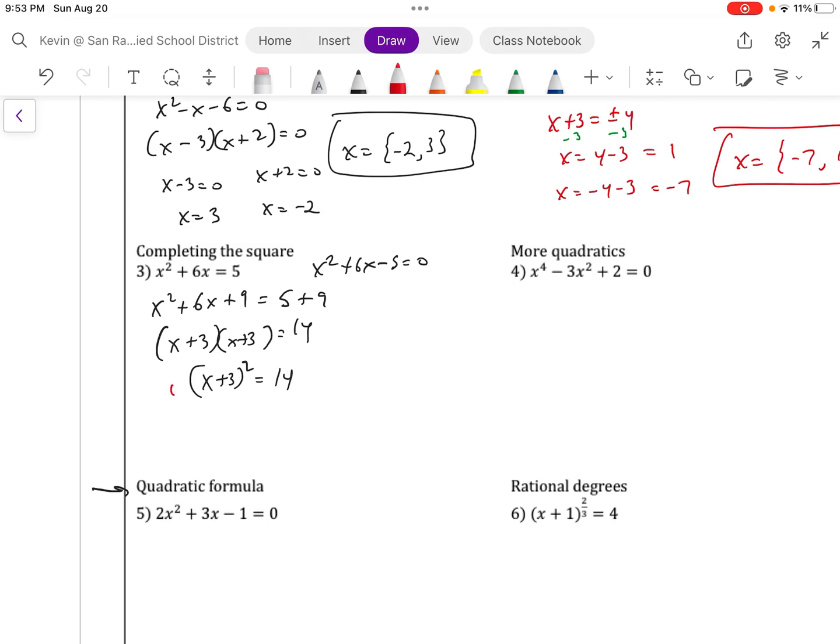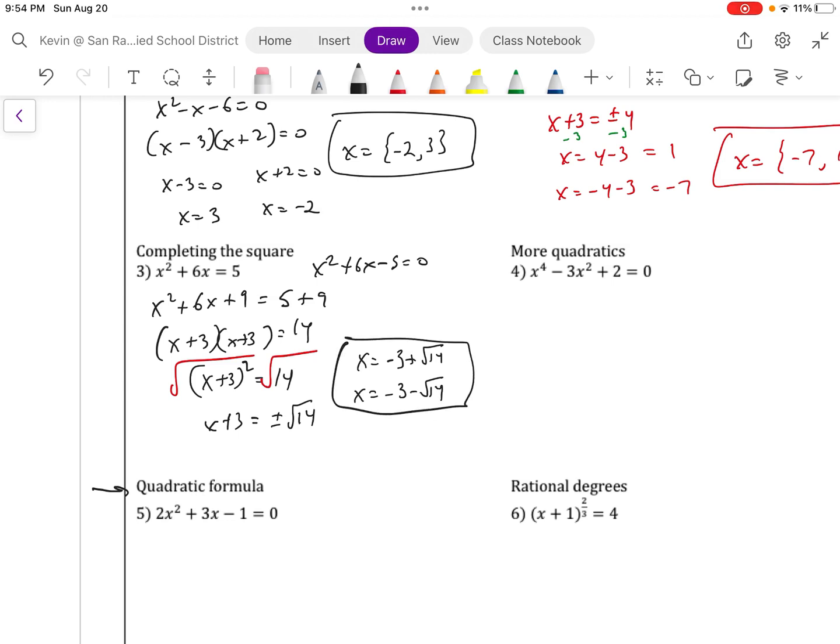Just like we did on the previous problem, we can take the square root of both sides. x plus 3 equals plus or minus the square root of 14. So x equals -3 plus the square root of 14. x equals -3 minus the square root of 14. So you can either write it like that, or you could write x equals -3 plus or minus the square root of 14. Either or.